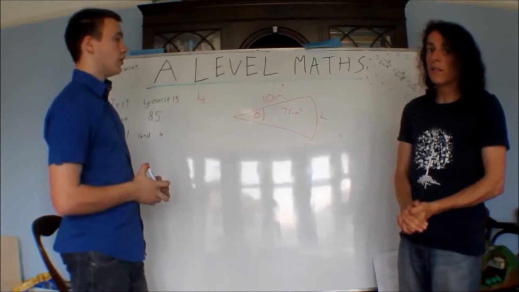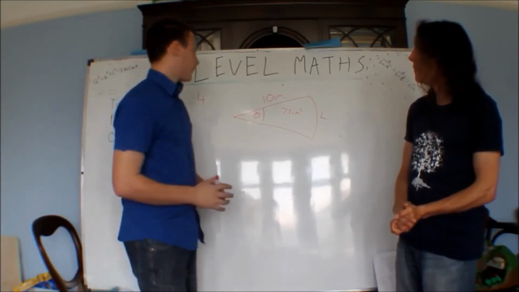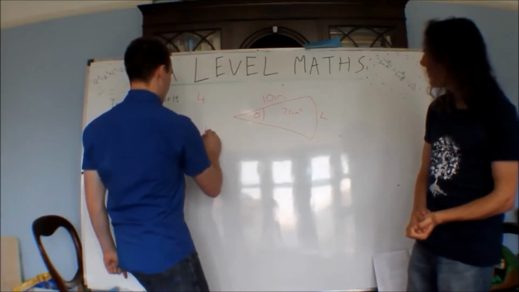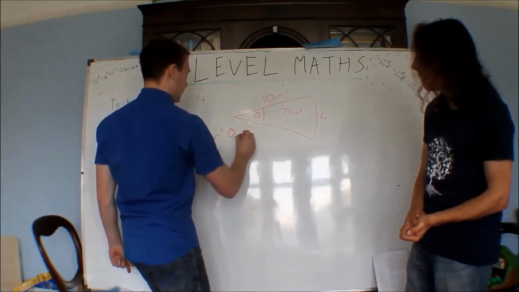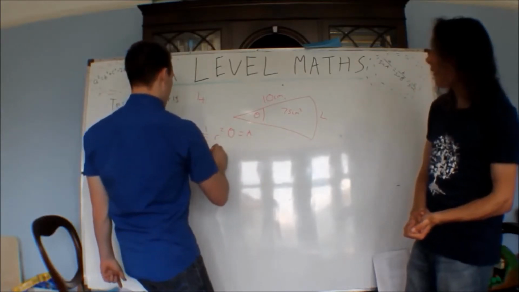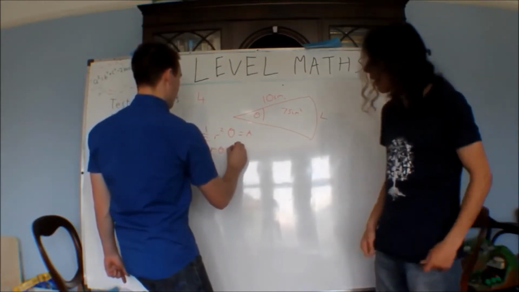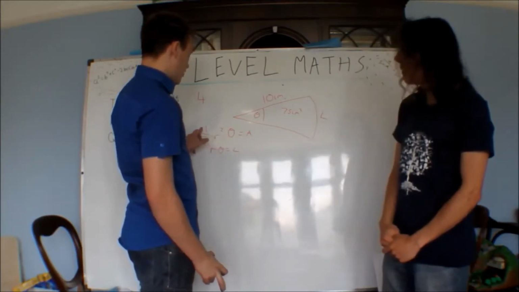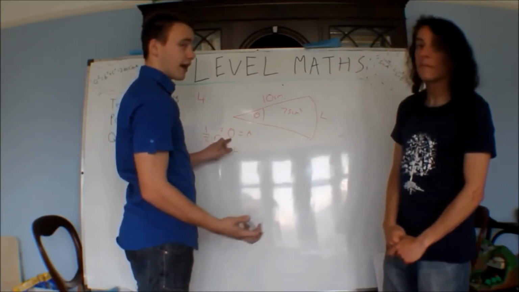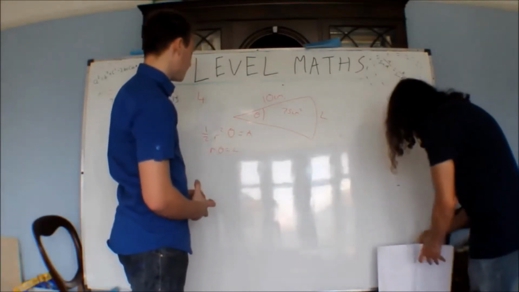So we've got 2 equations. So I think we should first write those down. Okay, so we have a half r squared theta for the area, for A, and r theta for our arc length, and that's the one we want to find out. But we don't have that. But we do have that, and that, so we can work out that. Then apply it.